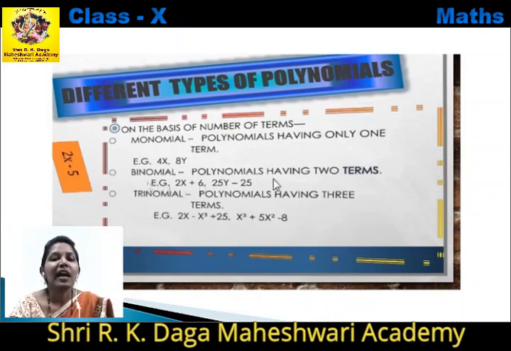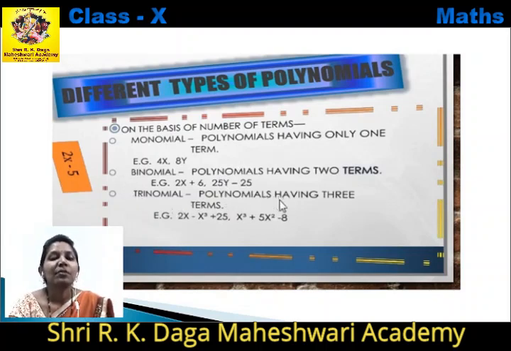Binomial. A polynomial having two terms is called a binomial. Like this, 2x plus 6. Here you have two terms, 2x and 6. So a polynomial having two terms is called a binomial. In this example also you can see 25y minus 25. Two terms are there, so it is also a binomial.